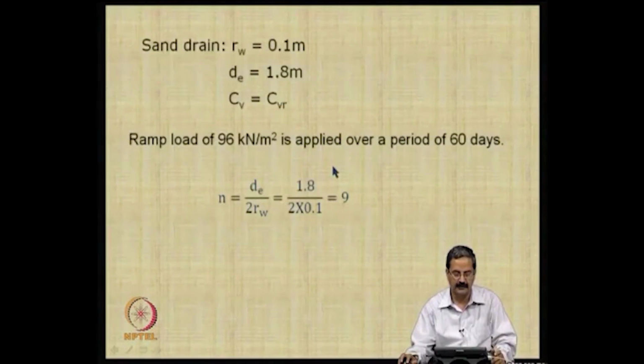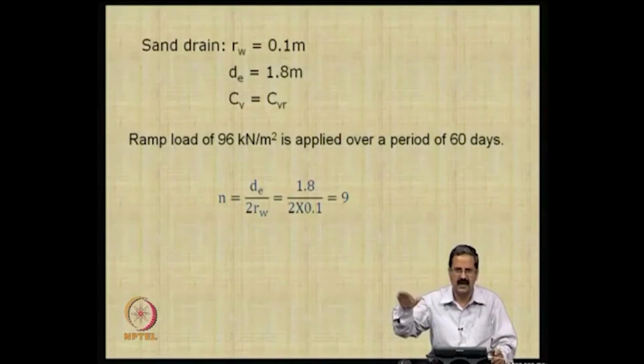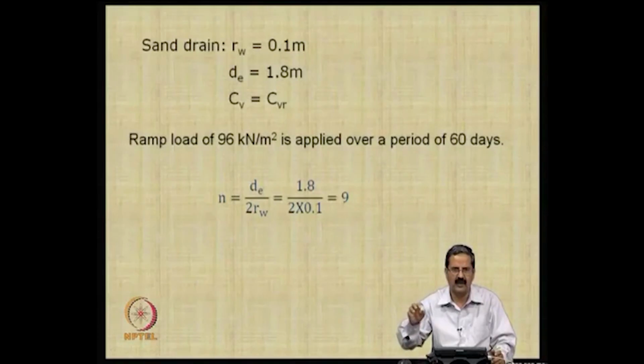I will just give you that the radius is about 0.1, dE, the effective diameter, is 1.8. You can see that it is a little different, and I take CV equal to CVR, and a ramp load of 96 kN per meter square is applied over a period of 60 days. Like I slowly apply the load, because in a soft soil area you should not allow collapse to occur.